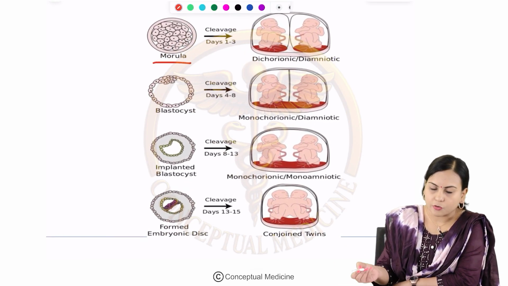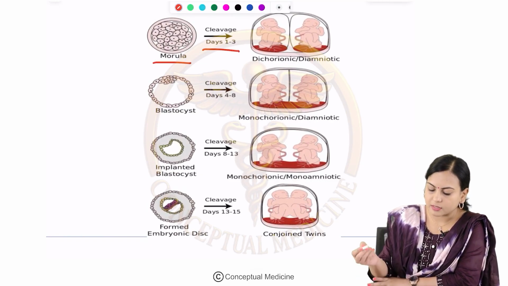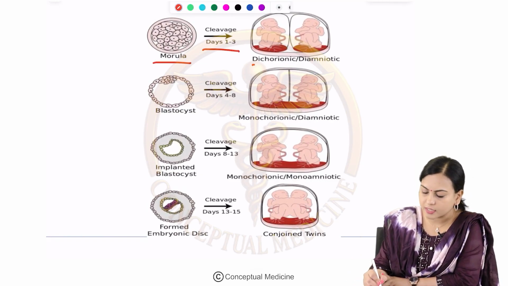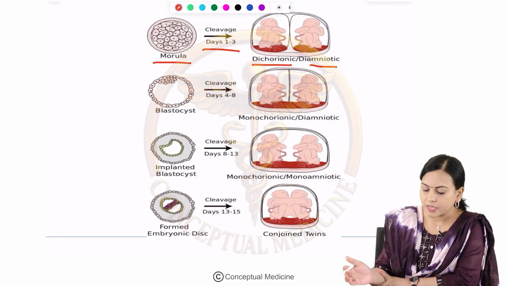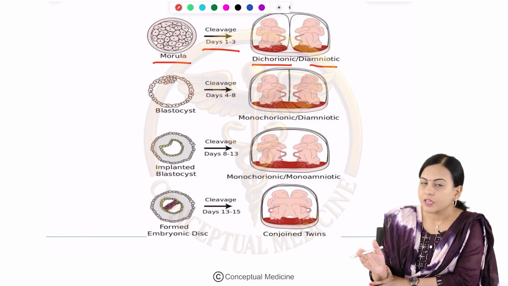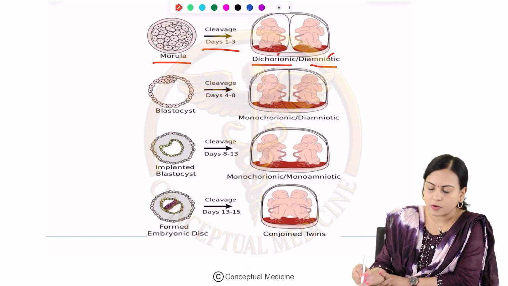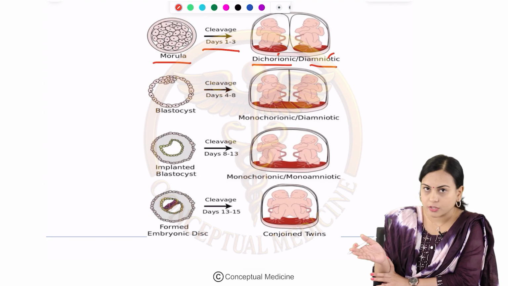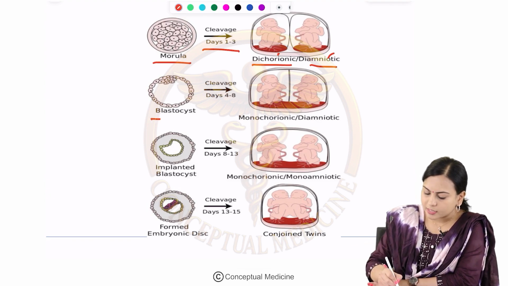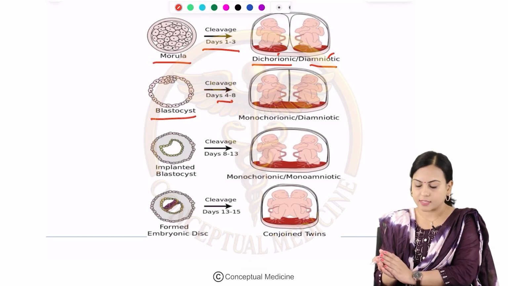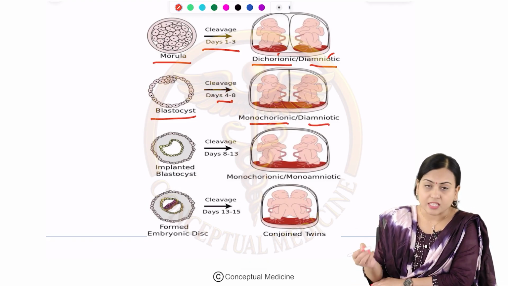So first stage is the morula where the cleavage is happening between days 1 to 3. There you will be getting dichorionic diamniotic, okay? So chorion and amnion are the fetal membranes as we have seen in the previous videos. So we have 2 chorions and 2 amnions separately for each fetus, okay? Whereas the next cleavage, if it is happening between 4 to 8 days at the blastocyst stage, then we will be getting MCDA twins.